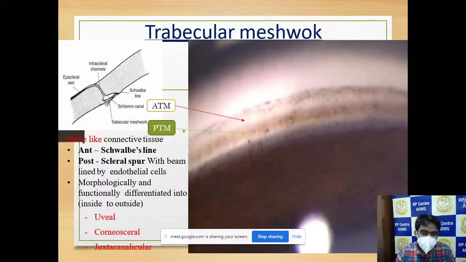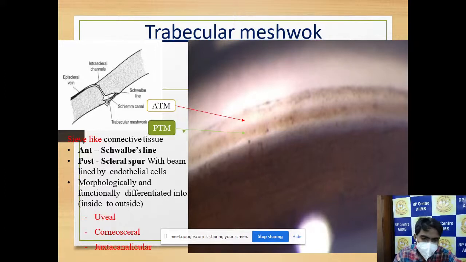Then coming to the actual trabecular meshwork, it is called the posterior trabecular meshwork, which is the actual trabecular meshwork that filters the aqueous. The anterior trabecular meshwork, or non-pigmented trabecular meshwork, is just lined by the uveal endothelial cells. Then the trabecular meshwork is a sieve-like connective tissue which is lined anteriorly by Schwalbe's line and posteriorly by scleral spur, and lined by beam endothelial cells. This is the trabecular meshwork totally.